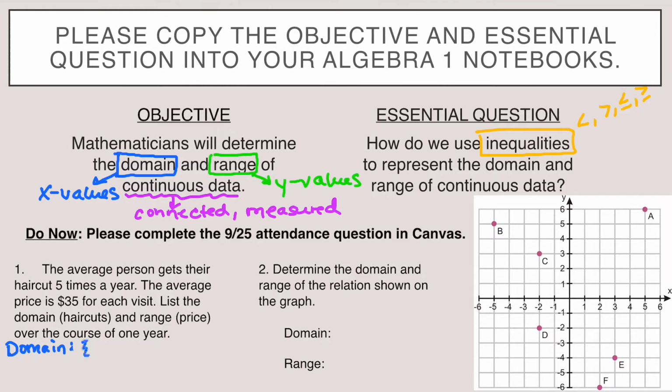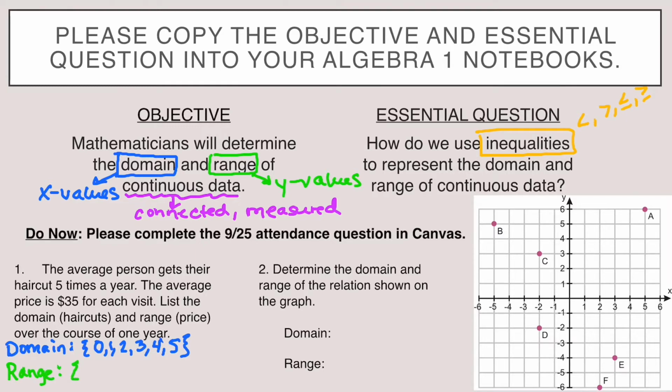Well, we could start off the year with 0 haircuts, and then as we go along, we get 1. A little bit further along in the year, 2. A little bit further, 3, 4, up to 5, because the average person gets 5 haircuts. And then the range is going to be how much each of those haircuts cost. It's going to be the price to get those haircuts.